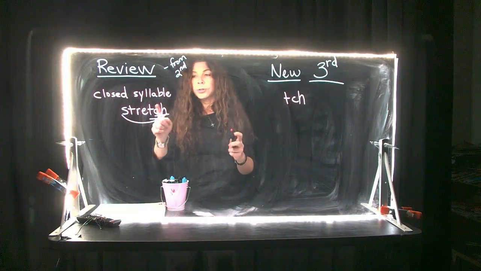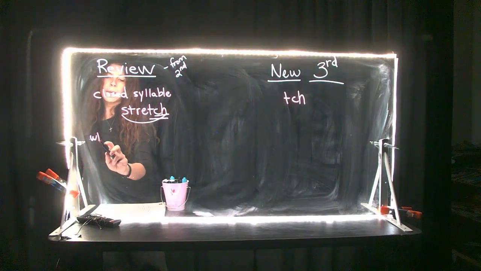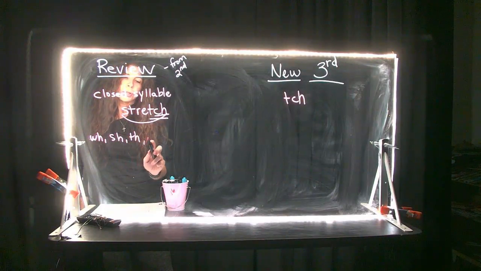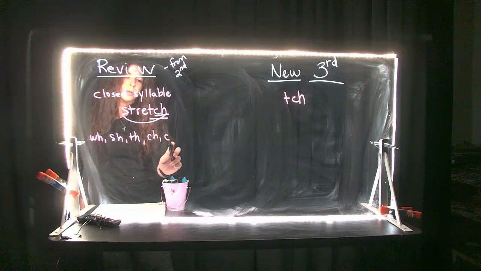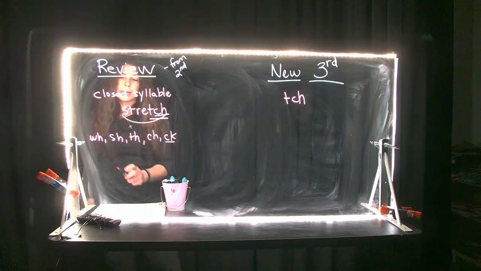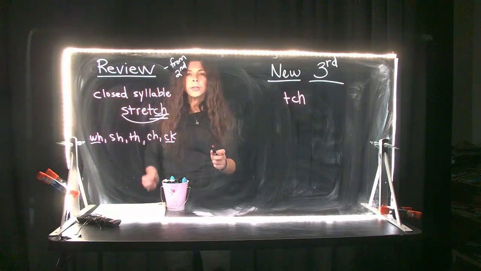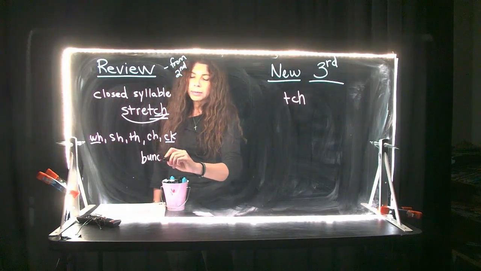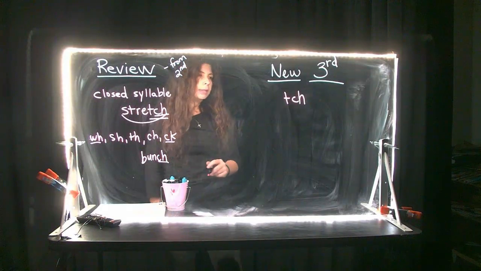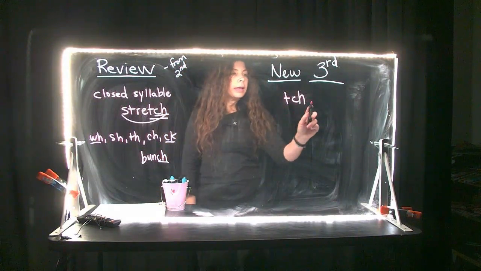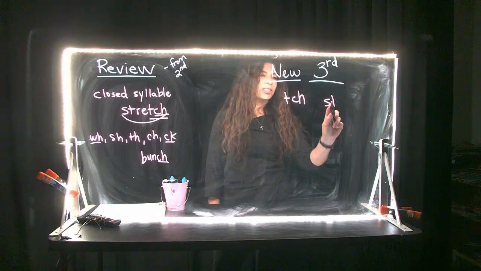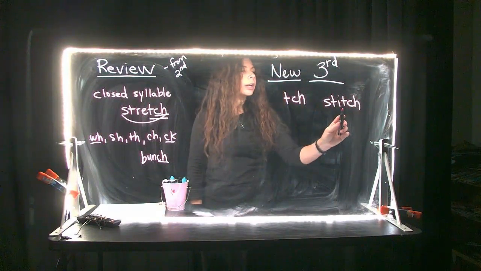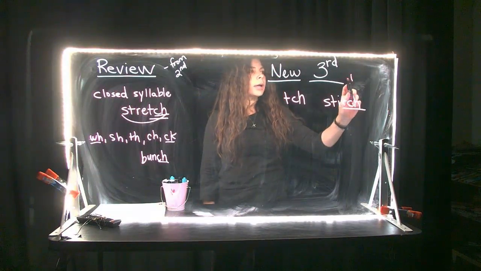So remember your digraphs, your WH, your SH, your TH, your CH, and then your CK. Remember that CK comes at the end, WH always at the beginning. So remember, if you have a word like bunch and there is a consonant before this ch sound, it's going to be a digraph. If you have a word like stitch, where it's a short vowel before that ch, you're going to have your trigraph. So the trigraph was something new.